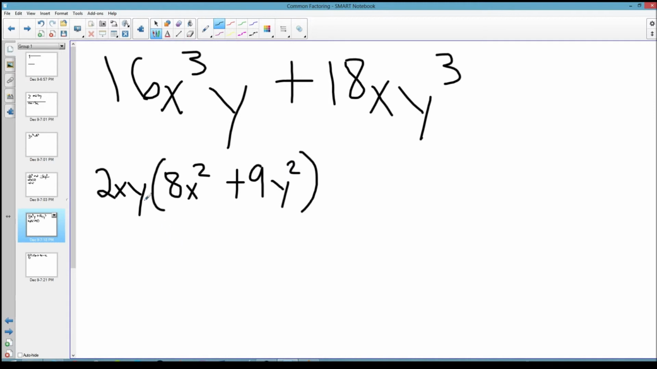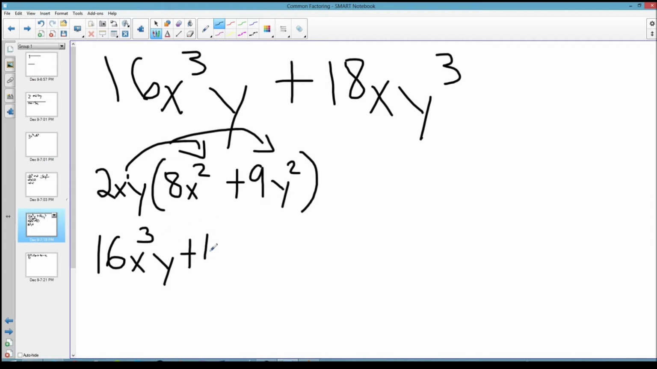And so now when we expand into here, 2 times 8 gives us the 16, and then x times x squared gives us x cubed, because when you're multiplying exponents with the same base, so x and x, there would be a 1 here, and then it would be 1 plus 2, which would give us the 3. Then we get the 1y, then plus, and then 2 times 9 gives us 18, then we get our x, and then we get y cubed.